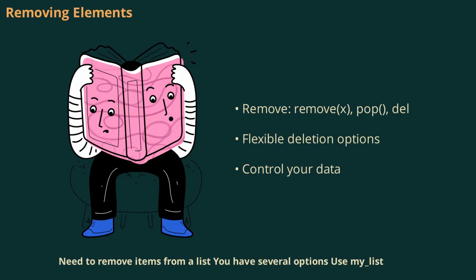Need to remove items from a list? You have several options. Use my_list.remove(x) to delete the first occurrence of x, my_list.pop() removes and returns the last item, or use del my_list[i] to delete the item at a specific index. These methods give you control over your list's contents, letting you keep only what you need.